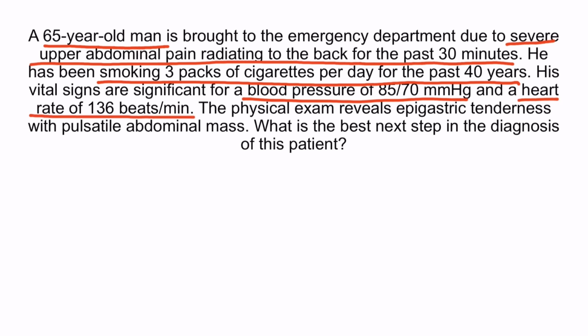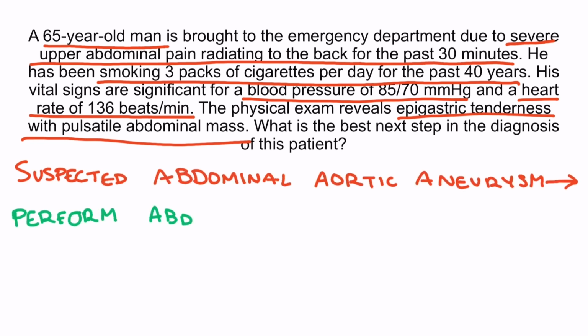Physical exam reveals epigastric tenderness with pulsatile abdominal mass. All these findings suggest the diagnosis of abdominal aortic aneurysm with possible rupture. The best next step in the diagnosis of this patient is abdominal ultrasound. Abdominal ultrasound typically shows increased abdominal aortic diameter in patients with abdominal aortic aneurysm.